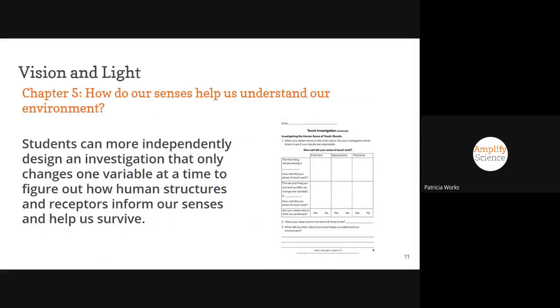In the final chapter of the unit, students revisit the book, Investigating Animal Senses, to focus on the importance of controlling variables in an investigation. They plan and conduct an investigation of a human sense, and they share investigation results. This experience helps them be able to more independently design an investigation that only changes one variable at a time as they figure out how human structures and receptors inform our senses and help us survive.